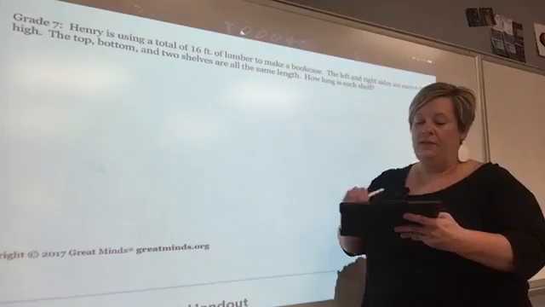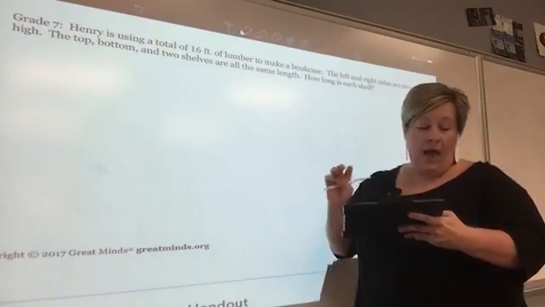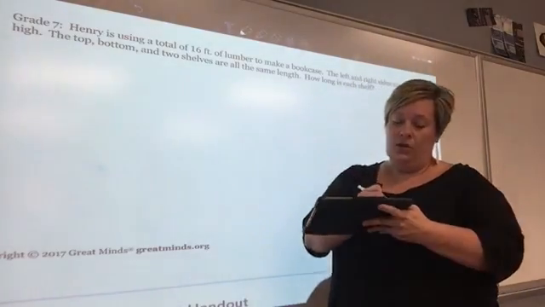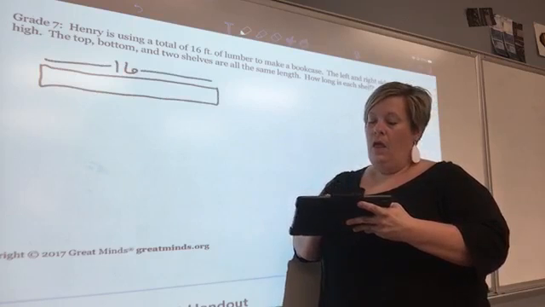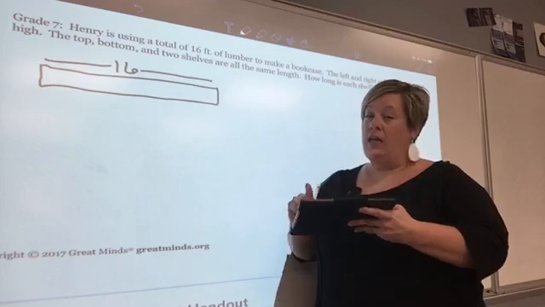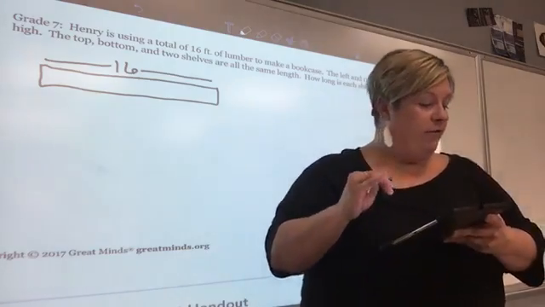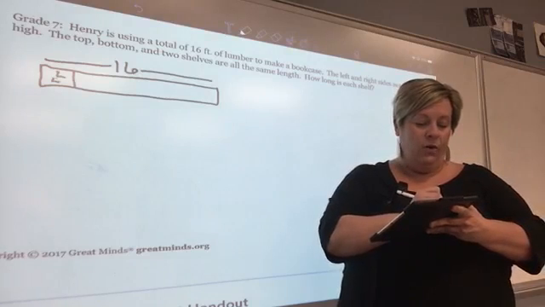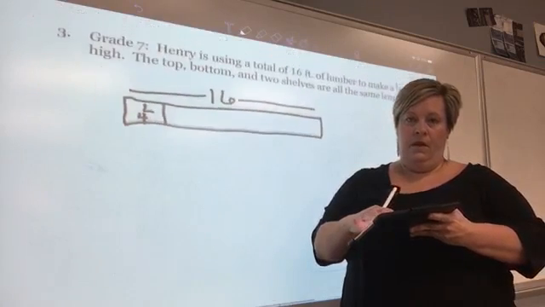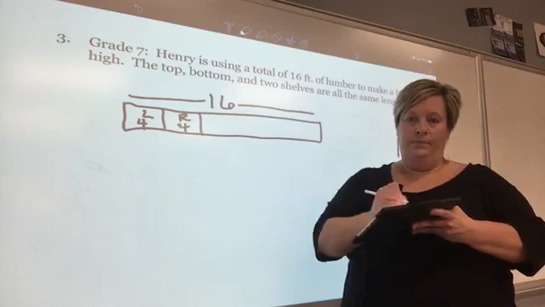Henry is using a total of 16 feet of lumber to make a bookcase. So we're thinking of how much total does he have? So right there we have our bookcase of 16 feet. The left and right sides are each 4 feet. So if the left and right sides are each 4 feet, then that tells me I have a left side that measures 4, and I have a right side that measures 4.